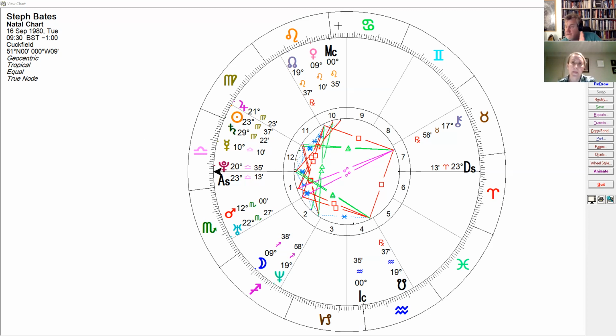Now, there are further divisions of the hemispheres. The southern hemisphere is houses 7 to 12, and the northern hemisphere is houses 1 to 6. The northern hemisphere is where one could be very introvert and introspective.